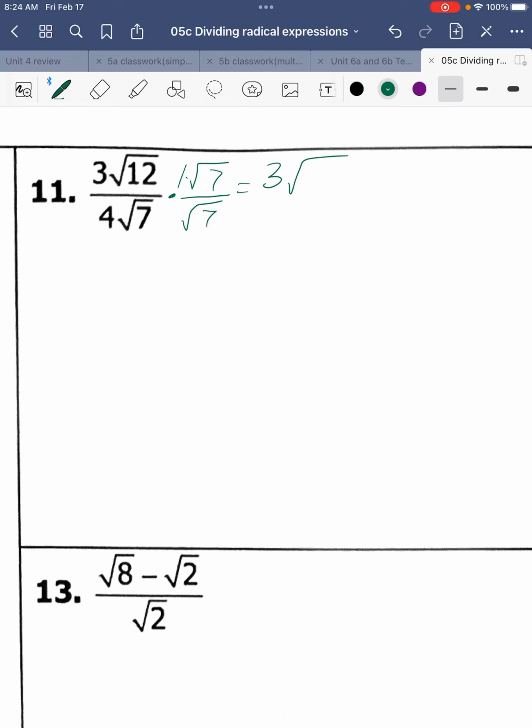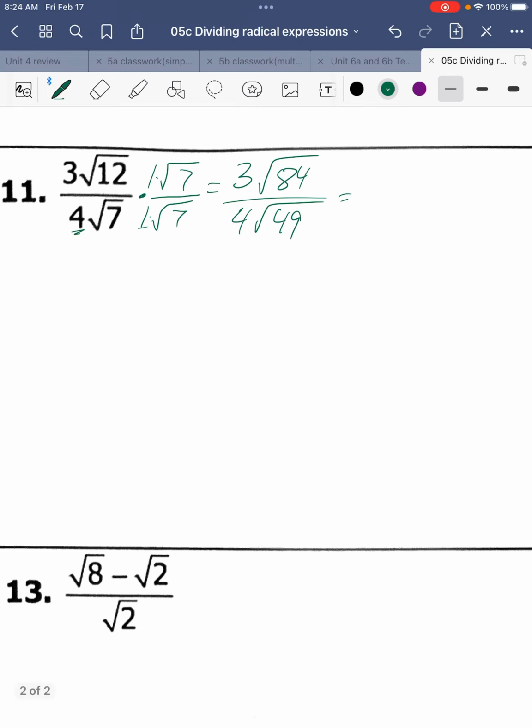So we have 3. Remember, you have a 1 here, so 3 times 1 is 3. 12 times 7 is 84. And in the denominator, remember, you have a 1 there, so 4 times 1 is 4. 7 times 7 is 49, or you could have just written times 7 there. And then 84 can reduce down, so simplifying, reduce it down into 4 and 21.